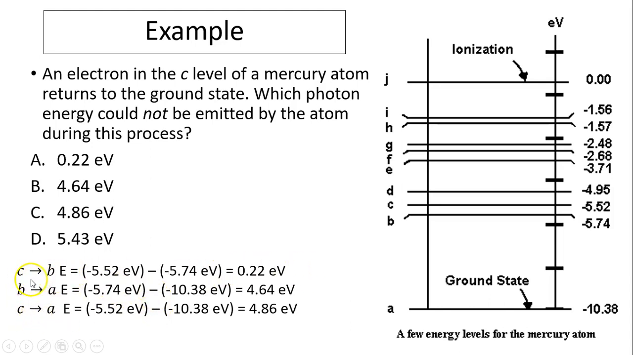So if C goes to B first, you will emit 0.22 electron volts. The first one is possible. If then B goes to A, you will emit 4.64 electron volts. So the second one is possible. C can go to A directly, which will emit 4.86 electron volts. So the third one is possible. The last one is the one that's not possible.